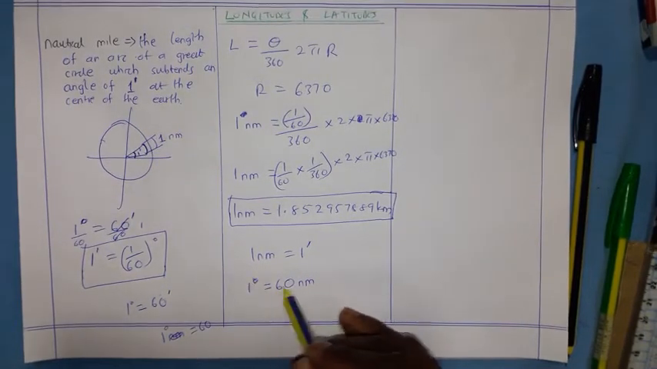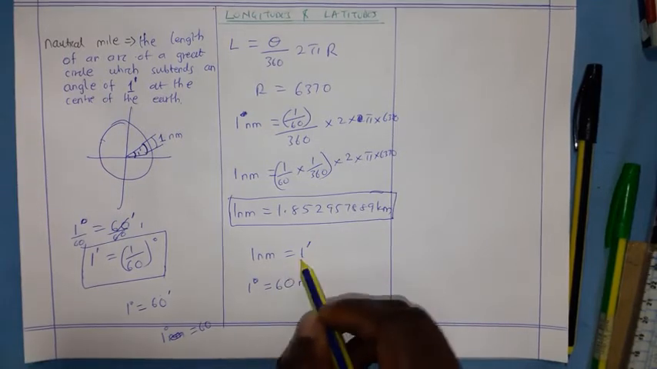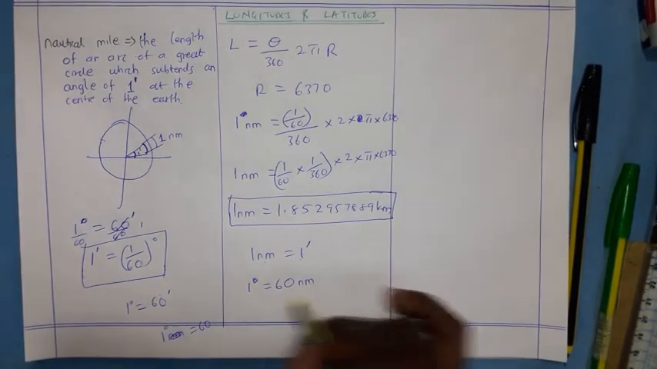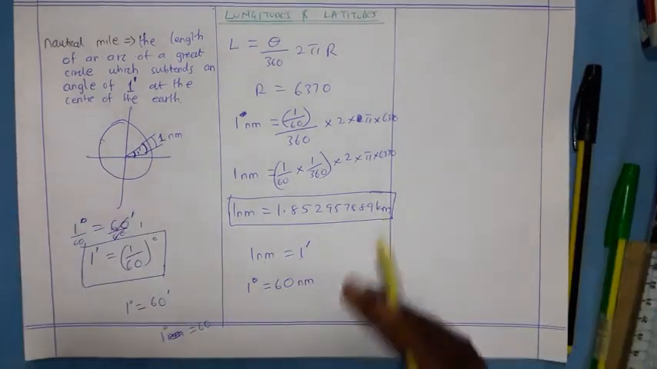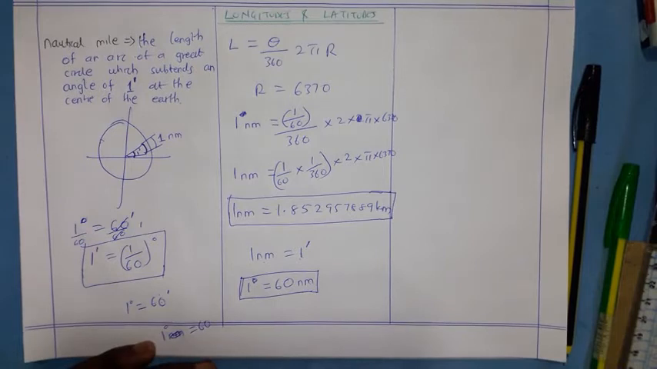So meaning 1 degree is equal to 60 nautical miles, because here I multiply by 60 to get this. So basically that's what we have. Since 1 degree is equal to 60 minutes, this gives us the relationships for how to convert things. These are relationships you need to know.